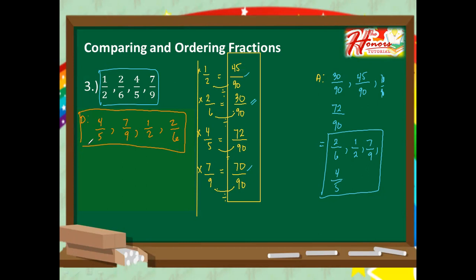So that is how you compare and order dissimilar fractions. So get the LCD first and then change the fractions to similar fractions by having this. And then after that, you have to arrange whether it is ascending or descending order. For ascending order, please have the least number first up to the greatest number. While for the descending order, please have the greatest number first up to the least number.